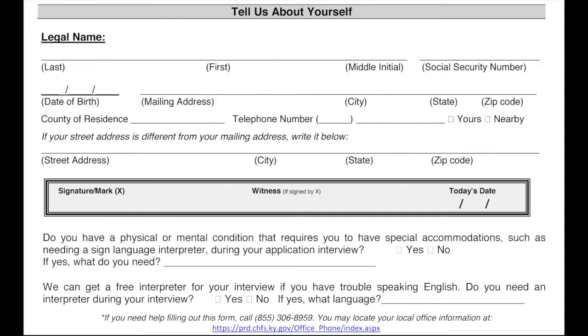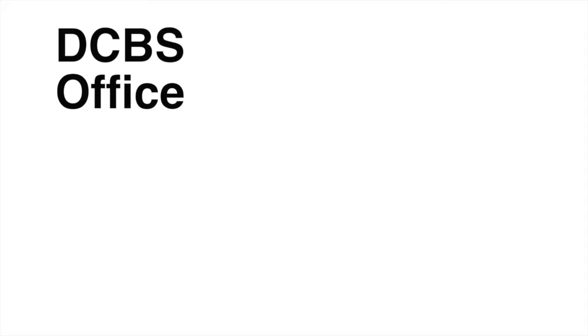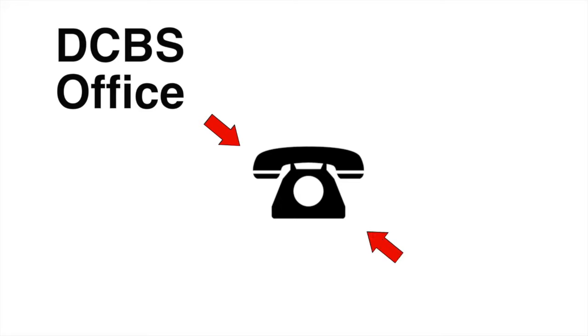It is very important to answer the next question on every SNAP application you complete. You will always mark the Yes option and write Telephone Interview on the line. The Department for Community-Based Services, or DCBS, prefer telephone interviews. Meeting by phone is certainly easier on our clients than waiting in the office for long periods of time.